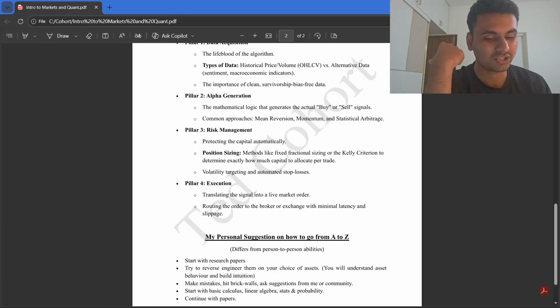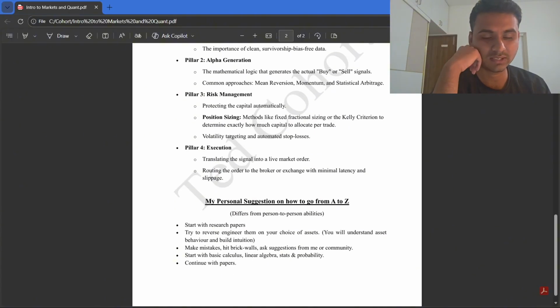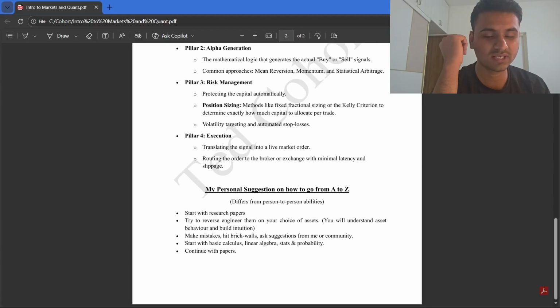And then there comes Sharpe ratio, Calmar ratio. We will discuss more about that later. So risk management, Kelly criterion. I will teach Kelly criterion in a reel, I think. Execution, translating the signal into live market.